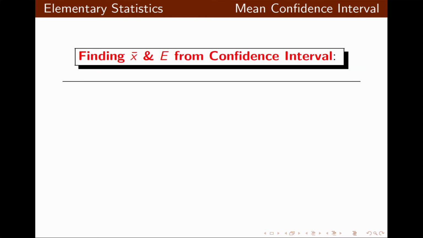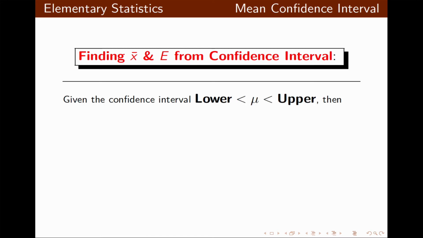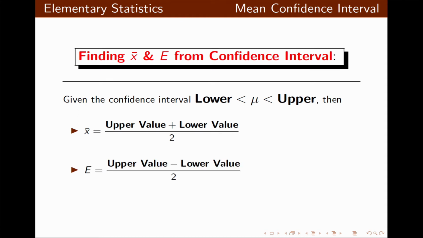Now, how to find x bar and e from a confidence interval? We are given a confidence interval and we want to find the sample mean, x bar, our point estimate. We can do that by adding the upper value and the lower value of the confidence interval, then dividing by 2. And for the margin of error, E, we simply do upper value minus the lower value and then divide the result by 2.